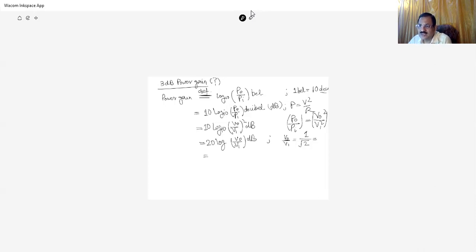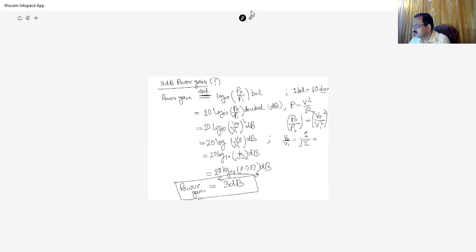So if we take this, it is 20 log base 10 of 1 by under root 2 dB. So this is 20 log 10 of 0.707 dB. And this 0.707 value is 3 dB. This is the gain. This is the power gain, the 3 dB gain.